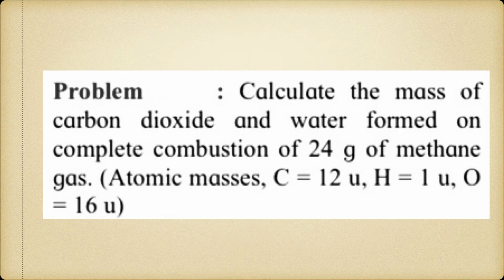Now, whenever it is given complete combustion reaction, combustion means reaction with oxygen. Now, what is going to react with oxygen? So, once again read it. Calculate the mass of carbon dioxide and water formed on complete combustion. That means carbon dioxide and water are my products of combustion. So, what is going to react with oxygen? Methane. So, when methane is completely combusted, what I am getting is carbon dioxide and water. So, we will see the solution now.